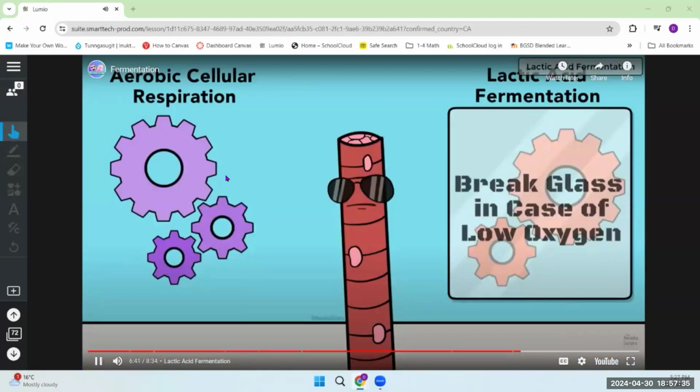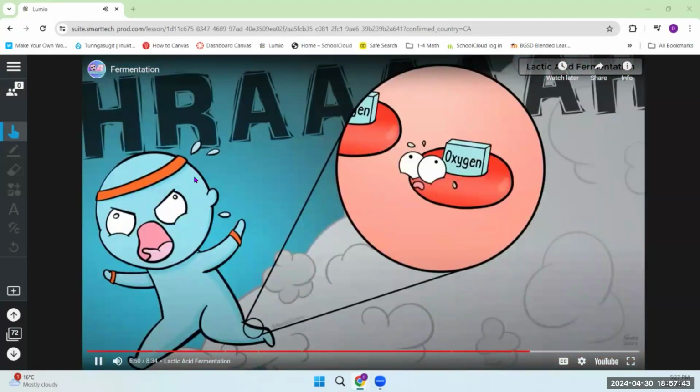Lactic acid fermentation, as done by cells such as your muscle cells, for example. While your muscle cells can do aerobic cellular respiration, they can shift to lactic acid fermentation if they experience an oxygen debt. This could happen if you're working out very intensely, where your blood is unable to deliver a sufficient amount of oxygen to them for their demand.